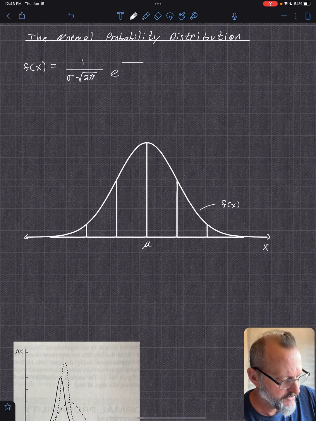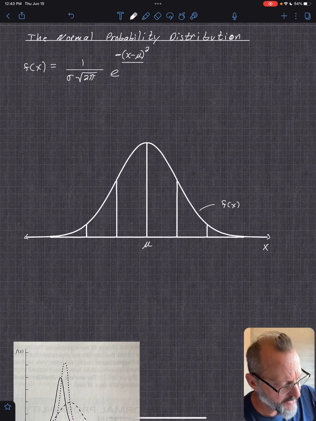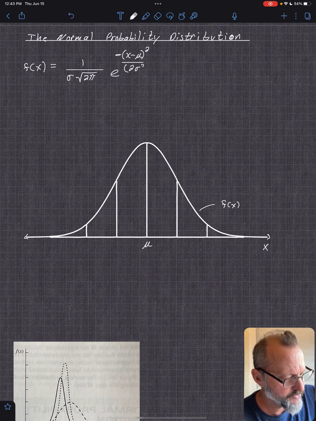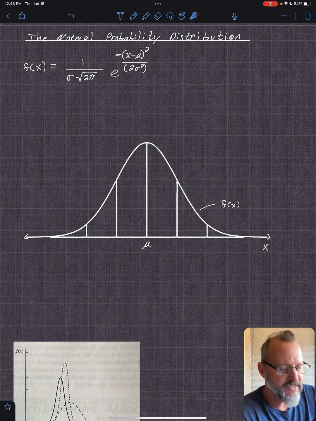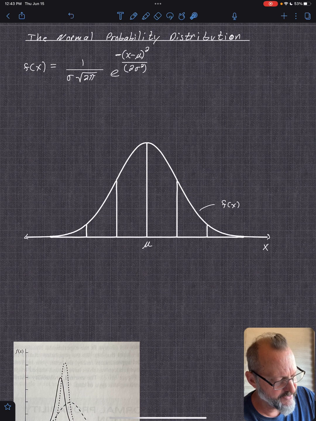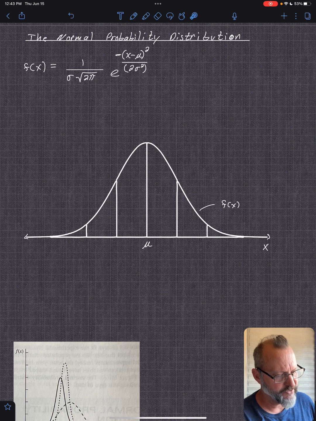This is the exponent. It is negative x minus mu, that quantity squared, divided by 2 sigma squared. So those are parameters. Your mu, which is the average or mean, and your standard deviation is sigma, another one here. And that comes out in the derivation of this distribution function.